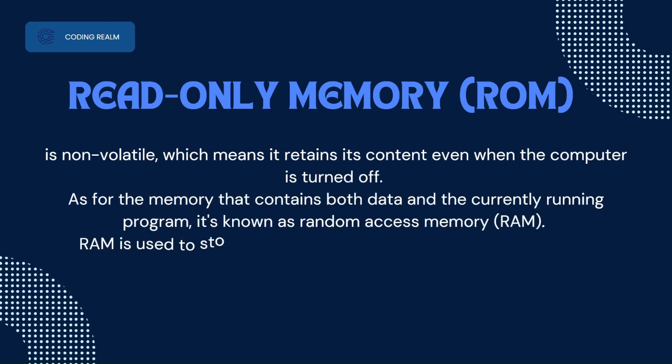Now let's talk about the ROM, or the read-only memory. It is a non-volatile memory, which means it retains its content even when the computer is turned off. The RAM loses its content when I turn off the laptop. As for the memory that contains both data and the currently running program, it's known as random access memory. RAM is used to store the data and the program currently being executed.